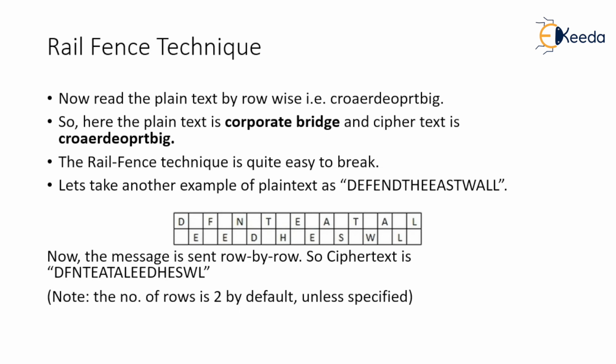Okay, so you might have got the concept of how the rail fence technique, which comes under the keyless transposition techniques, works. One point to be noted is that the number of rows is 2 by default, until and unless it is specified. This rearrangement of the alphabets in the diagonal format can also be done in 3 rows. Hope you got this concept of the rail fence transposition technique. Thank you.